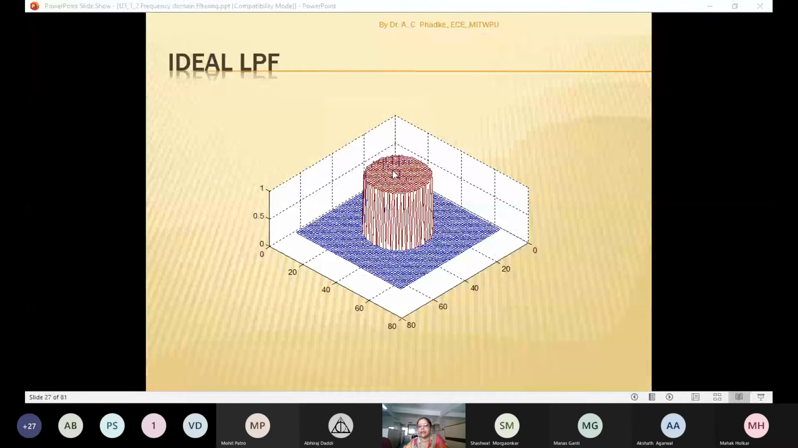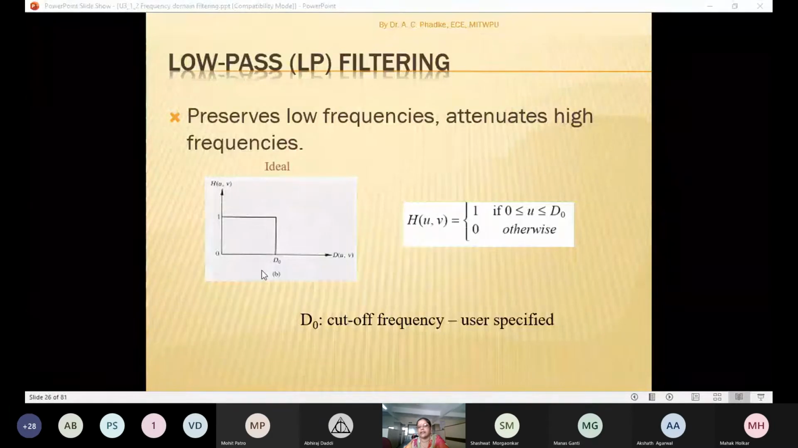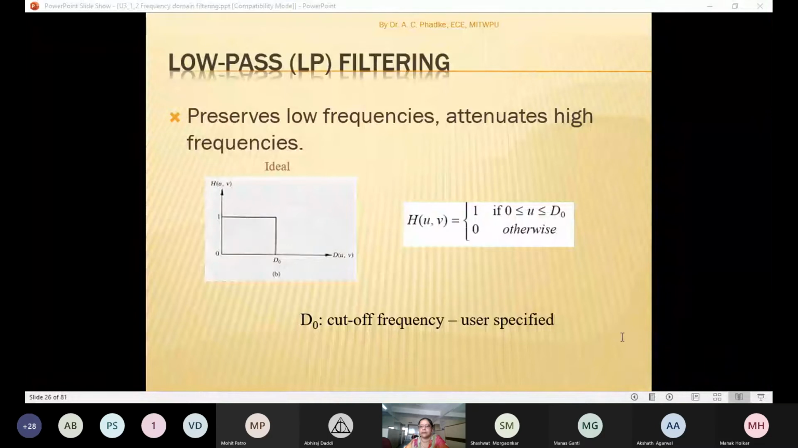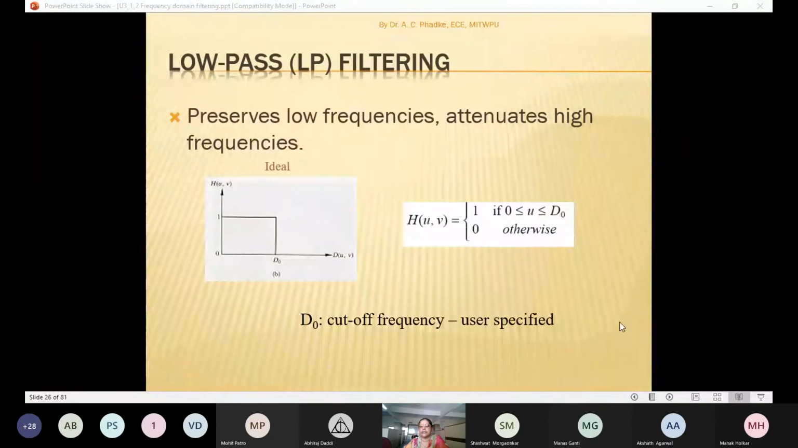Now, can anybody tell me what is the drawback of this sharp transition? In case of an ideal low pass filter, there is a sharp transition between the pass band and the stop band. Can anybody tell me, is there any drawback with this sharp transition? Please type your answer in the chat box. No, it's not salt and pepper noise. You might have studied this concept in digital signal processing.